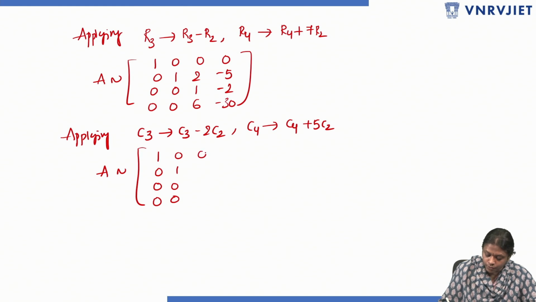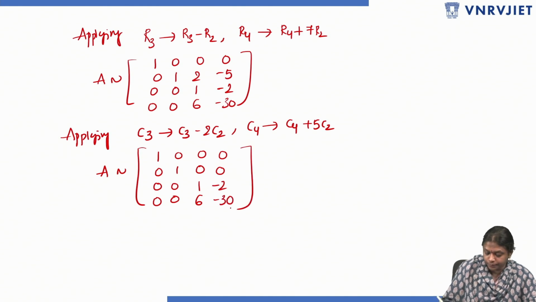C3 minus 2C2, this is already 0. Now, this is going to be 0. And implementing the above operations, 1, 6. And this is 0. Now, this is going to be 0. Now, implementing the above operations, you will be getting minus 2. And this is minus 30.